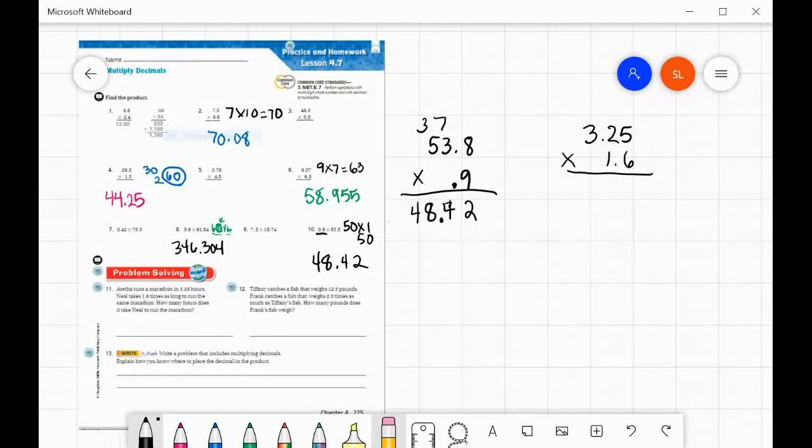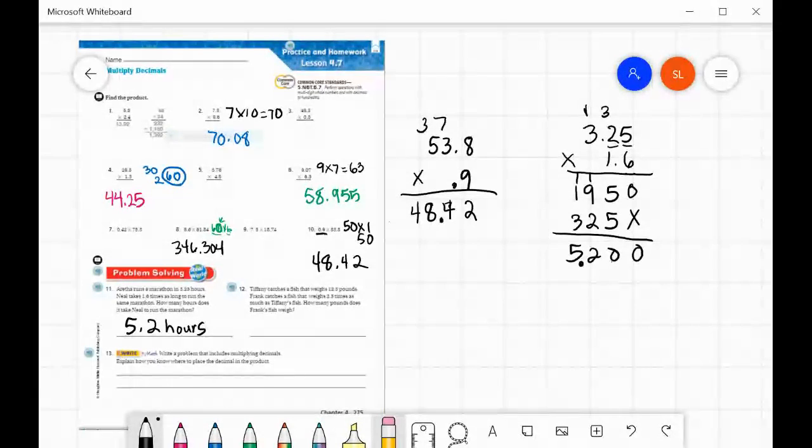So 6 times 5 is 30. 6 times 2 is 12, plus 3 is 15. 6 times 3 is 18, plus 1 is 19. Leave a place to hold the place. 1 times 5 is 5. 1 times 2 is 2. 1 times 3 is 3. And then we add. I go back and I count: 1, 2, 3. I move my decimal over: 1, 2, 3. 5.2 hours for Neil to run.